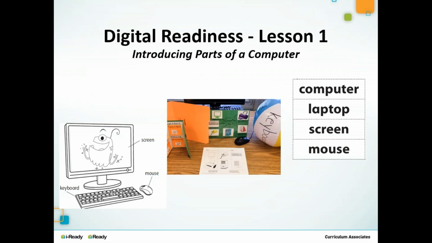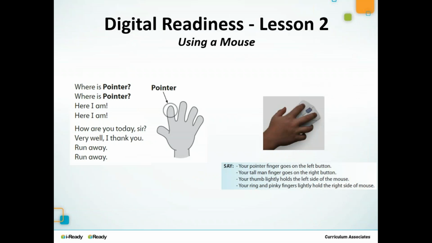So our first digital readiness lesson is just teaching the parts of the computer. And the picture in the middle is just some creative kindergarten teachers that have come up with activities based on this lesson. But we need to teach kids what a mouse is, and a screen and a keyboard. But along with that, we need to teach them how to use a mouse and where their pointer finger goes and where their thumb goes and their pinky and ring fingers. So there's a song in here and an activity for lesson 2 on using the mouse.